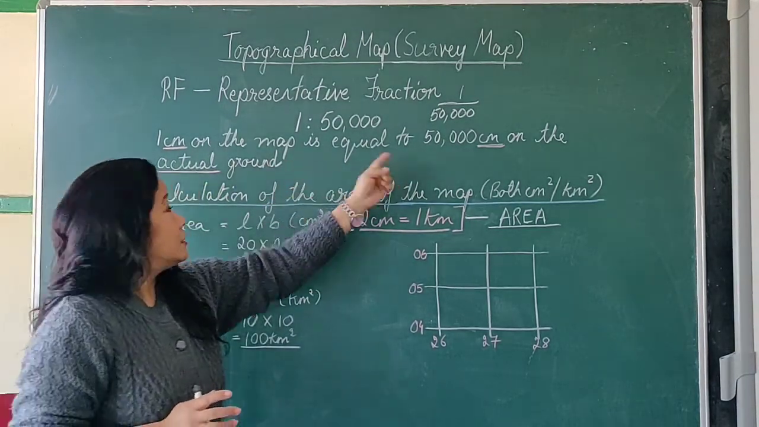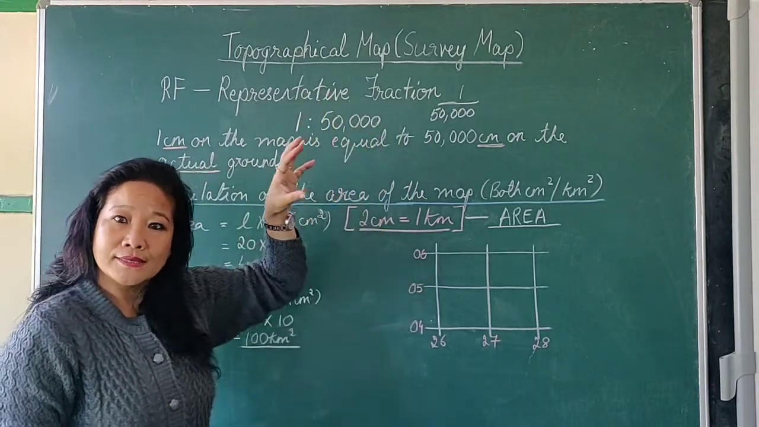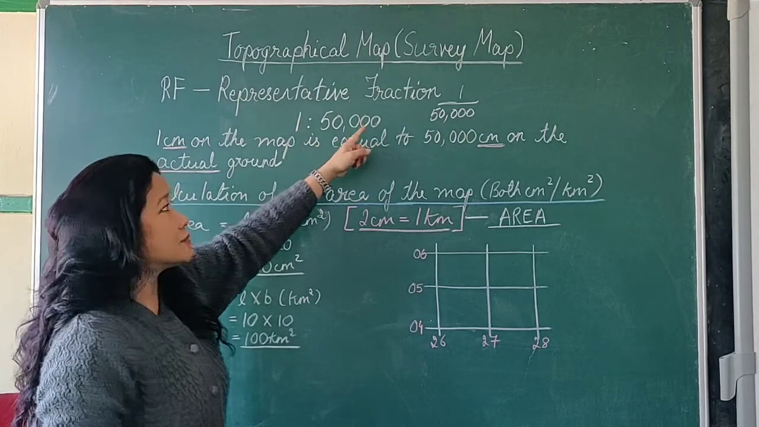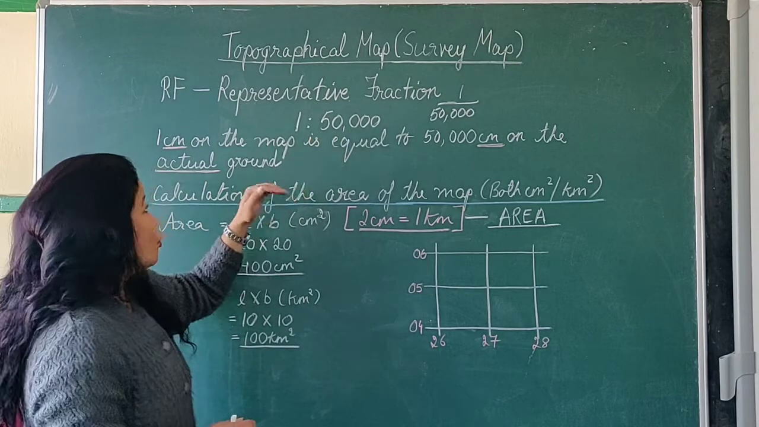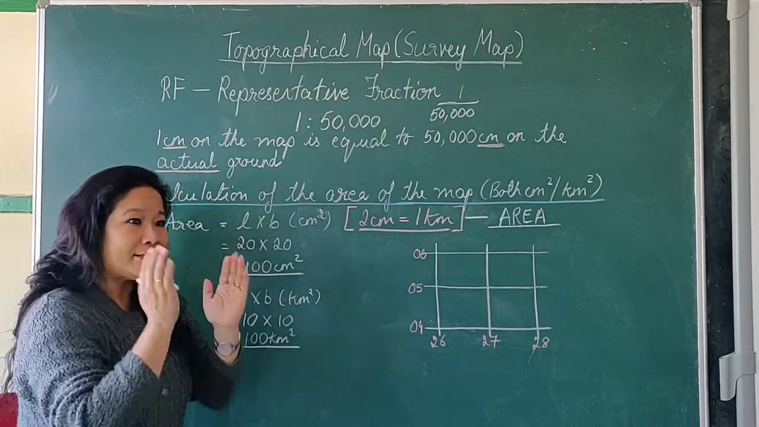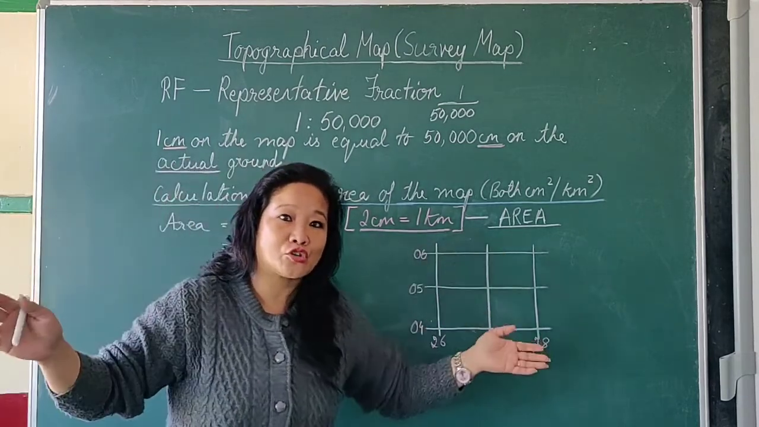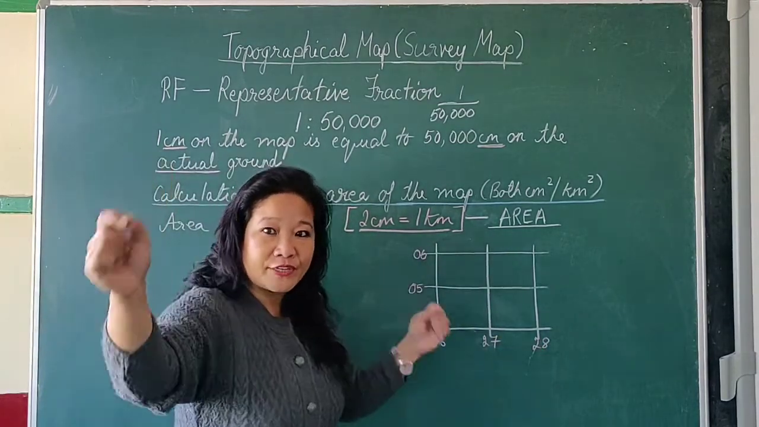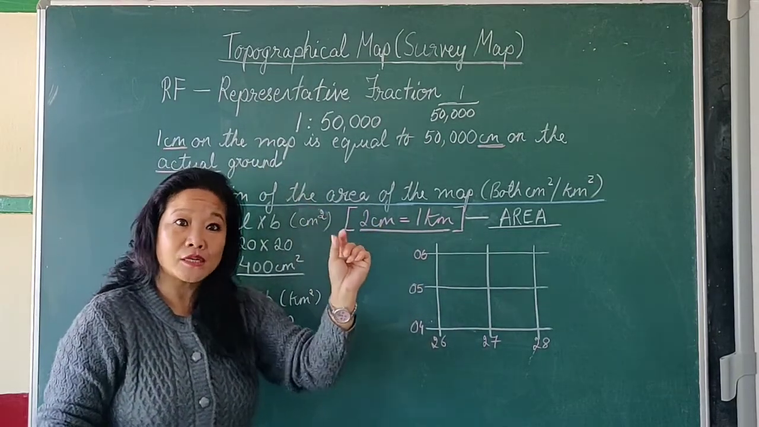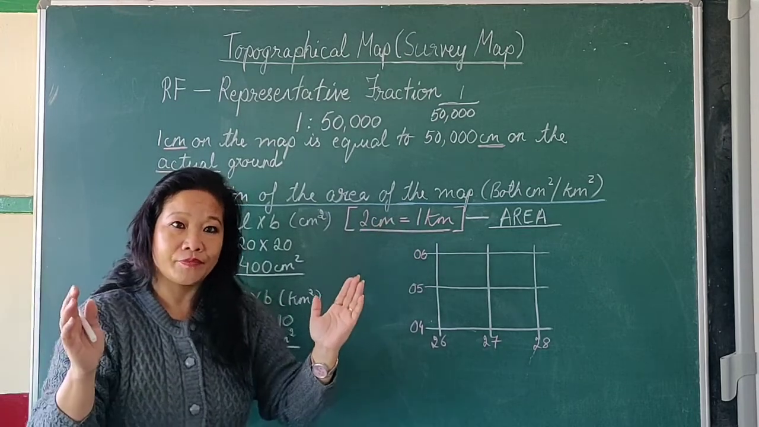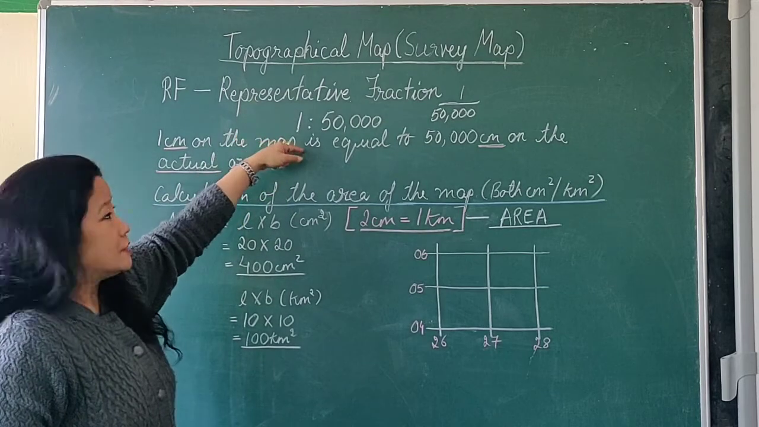I've highlighted, see, centimeter, centimeter. Now see, this is a ratio, so the units have to be the same. If this is centimeter, this will be centimeter. If this is kilometer, this will also be kilometer. So 1:50,000 means 1 centimeter on the map is represented as 50,000 centimeter on the actual ground. An actual measurement of 50,000 is shown on the map as 1 centimeter. That is how you reduce the scale of a map. So this part is the representative fraction.